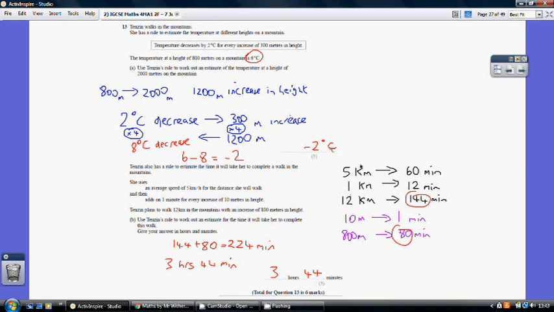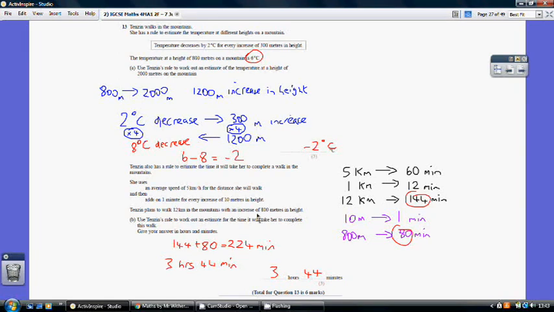Well, I just divide by 5. So 1 kilometer is going to take me 12 minutes. But I've got to walk 12 kilometers. Well, if 1 kilometer takes me 12 minutes, 12 kilometers are going to take me 12 times as long, 12 times 12 is 144 minutes. So it's going to take me 144 minutes, and that's even before I take into account any increase in height. Now I've got to add on 1 minute for every increase of 10 meters.